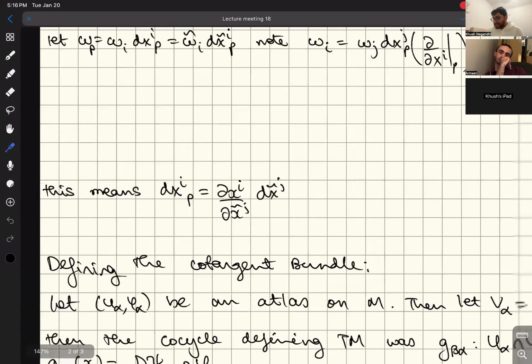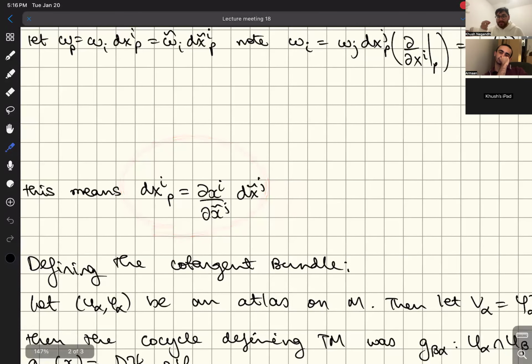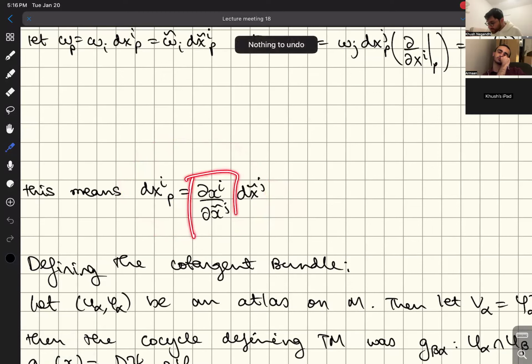So what this tells me is that the components of covector fields transform by the inverse of this. But the inverse of the inverse is just my Jacobian. So the components of my differential forms change by products of Jacobians rather than products of inverse Jacobians.